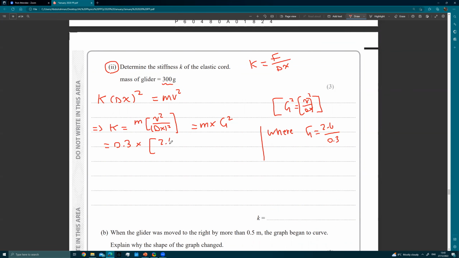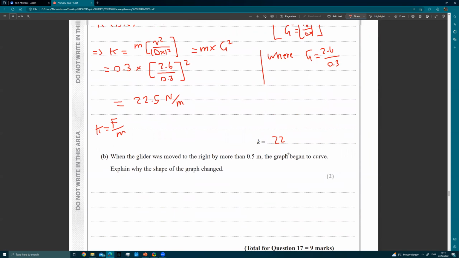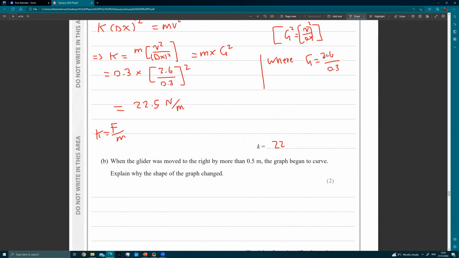I got 22.5. And the unit is, well, if you ever want to remember what the unit is, use the equation to help you. I know spring constant is force over extension. So I could write newtons per meter. So 22. Am I going to use 3 significant figures? I guess it's probably better to use 2 significant figures because the values in the graph, like this 1.8 and this 2.6, are to 2 significant figures. So actually, I'm going to write 23 newtons per meter.